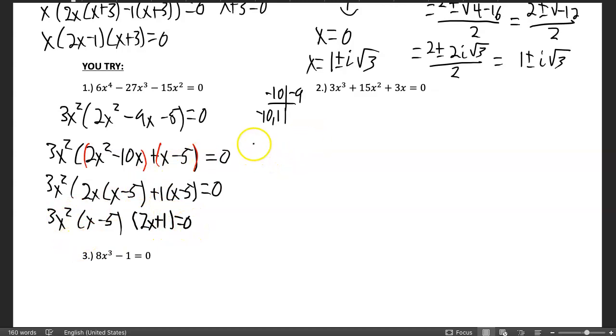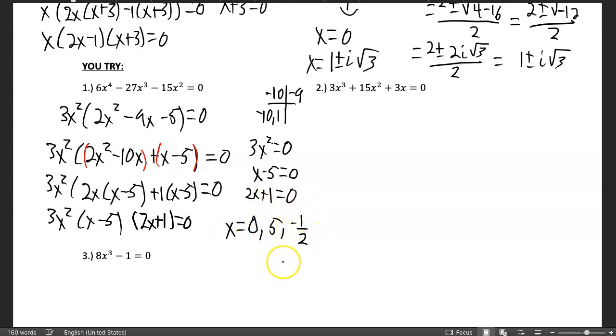And from this, we set each of our terms individually equal to 0. 3x squared is equal to 0. X minus 5 is equal to 0. And 2x plus 1 is equal to 0. When we solve, we'll see that we get answers of x is equal to 0, x is equal to 5, and x is equal to negative 1/2. Again, we can substitute these back in, make sure that this makes sense.